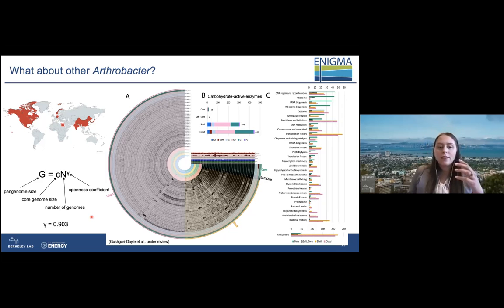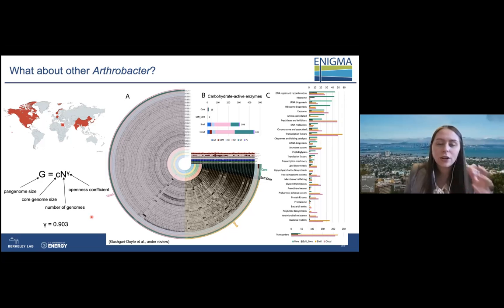And the openness coefficient ranges from 0 to 1. And when it's close to 0, we say that it's a closed pangenome, which means that a lot of the genes in the pangenome are in the core and the soft core. So they're shared among each other. And then when it's very close to 1, the opposite is true, right? We have tons of genes in the cloud and in the shell.